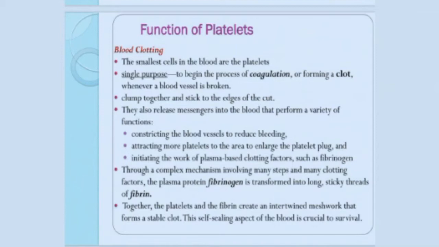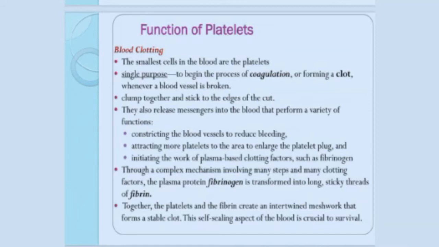These platelets release messengers into the blood that perform a variety of functions. The first function is they constrict the blood vessel to reduce the bleeding. They attract more platelets to the area to enlarge the platelet plug and initiate the work of plasma-based clotting factors such as fibrinogen. Through a complex mechanism involving many steps and many clotting factors, the plasma protein fibrinogen is transformed into long sticky threads of fibrin.